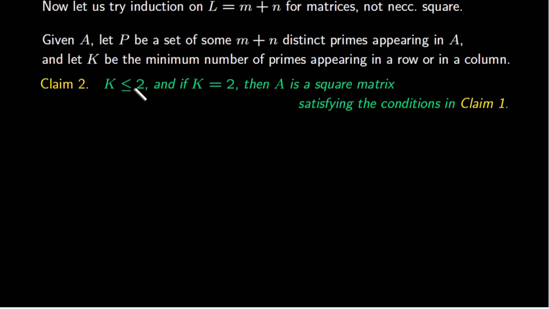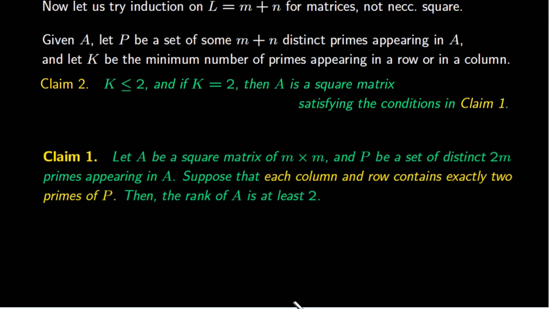And even more surprisingly, if it is 2, then that matrix must be a square matrix and satisfy the condition that we just looked at in claim 1, which is that each column and row has exactly 2 primes of P. So mainly, we've done the k equals 2 case, so it's mainly about the k equals 1 case. In the k equals 1 case, by removing that row, we only lose 1 prime. So that's the whole idea in here.